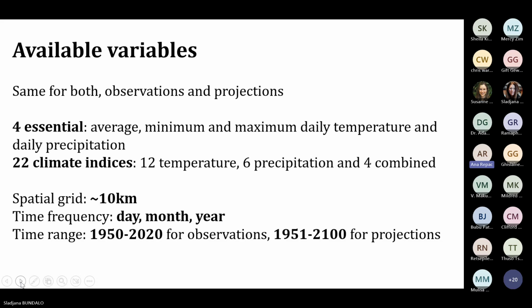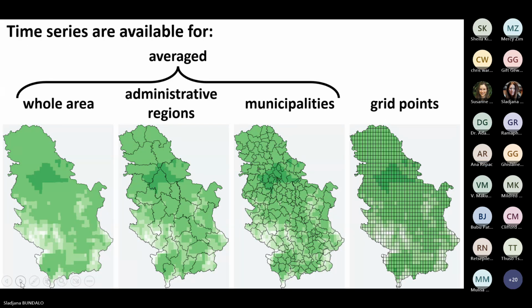As I mentioned, these are the climate data and variables, as you can see, for both observed and projected data: 4 essential variables and 22 climate indices, and this is the spatial grid and time range. Next slide. And as I mentioned before, the time series and all the data are free of charge and are there for the whole national area of the Republic of Serbia, administrative regions, municipalities, and grid points. Next slide.